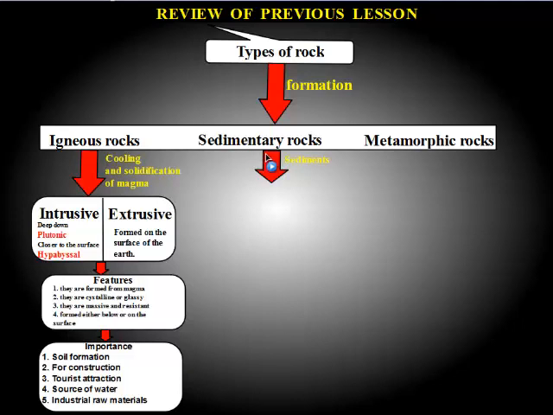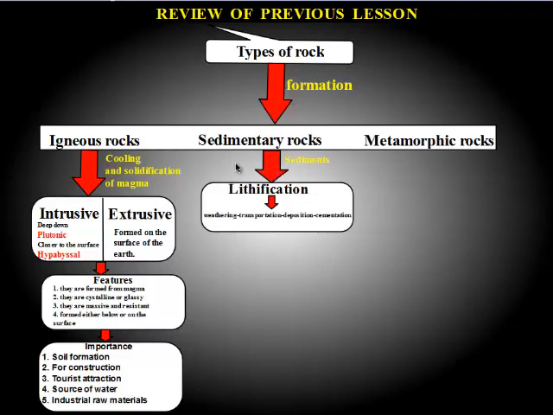We also introduced sedimentary rocks. We said sedimentary rocks are rocks formed from sediments. And sediments are broken pieces of rocks or other materials. We said sedimentary rocks are formed by a process, and that process is known as lithification. And we said the lithification process involves four main processes, that is weathering. After weathering, there is transportation of the materials. The materials are deposited, and after deposition, there is what we call cementation of the materials, and that leads to the formation of sedimentary rocks.